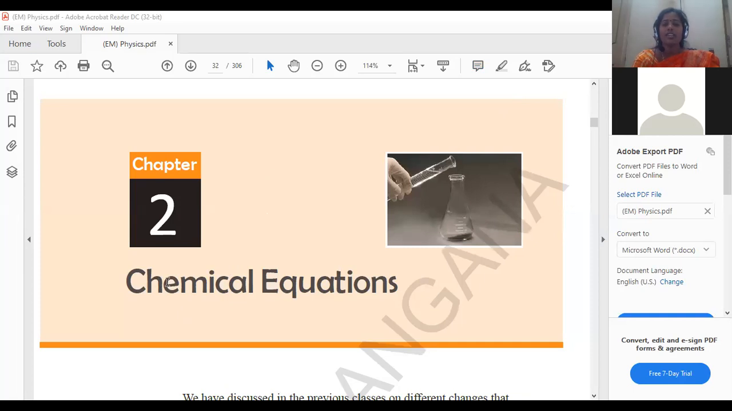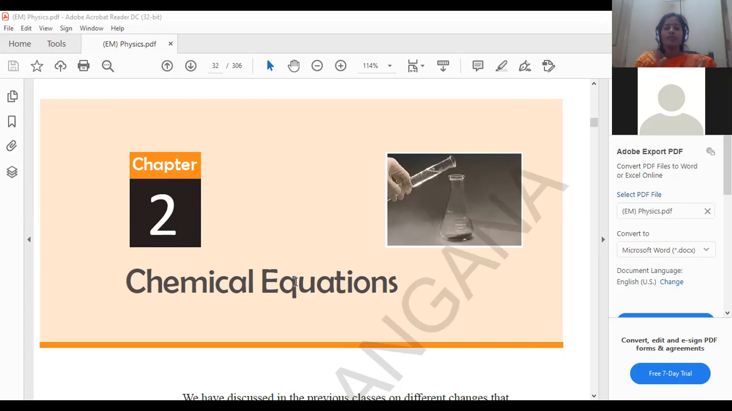Now let us go. What is meant by chemical equation? A chemical equation is nothing but, whenever any chemical reaction is carried out, the conversion of reactant species into products. When reactants are converted into products, they are systematically represented in their chemical formulas.